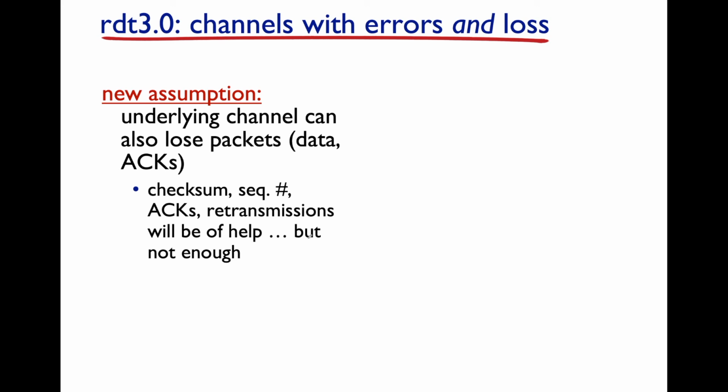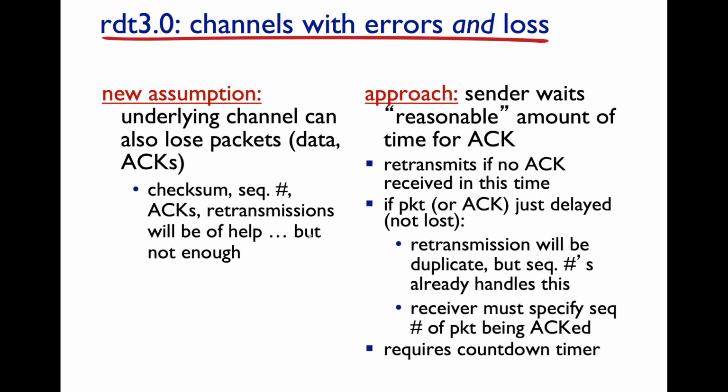And so we have a checksum, we have sequence numbers, we have ACKs, and we have retransmissions. Those can help, but it's not quite enough in this case of packet loss. Now, the approach that this last version of RDT, RDT 3.0, takes to deal with loss is to wait a reasonable amount of time at the sender for an ACK to be received. After that timer fires, you retransmit. And so now we have another condition that can trigger the retransmission. The retransmission can also occur if it's taking too long between when we sent it and when we receive an ACK.